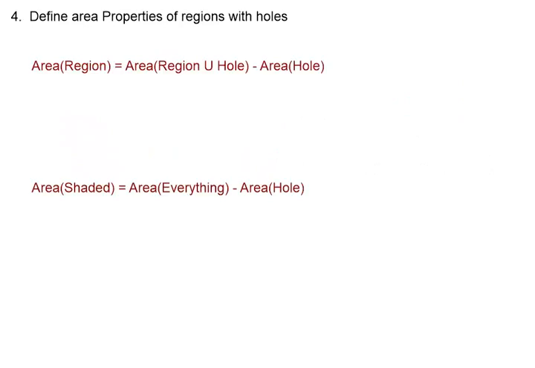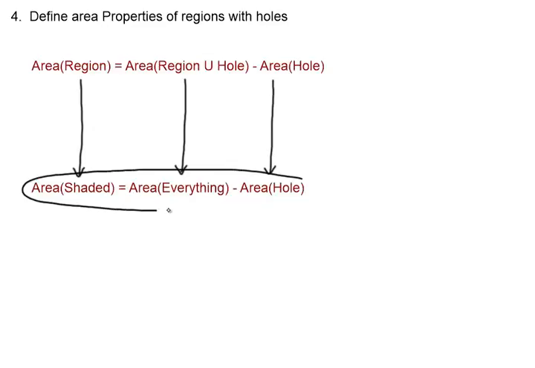And here are those properties. It basically says the area of the region that we want, in other words, the area of the shaded, is equal to everything, which I called the total, minus the area of the hole. So here's our statement: area of the shaded is equal to everything minus the hole. Alright, so that's section 5.2.